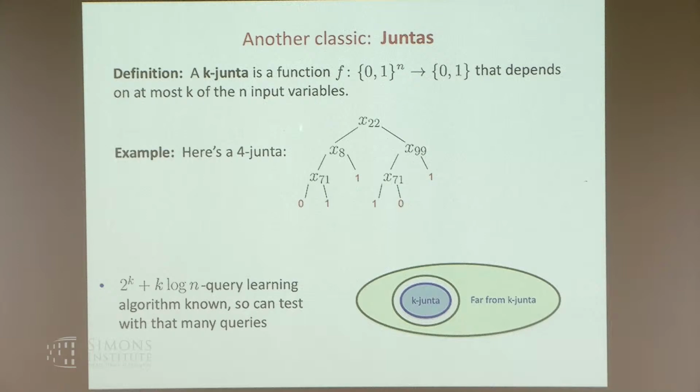Maybe we have a million different Boolean variables, x1 through x a million, but only these 4 variables, x71, x8, x22, x99 are the ones that the function depends upon, okay? So we could, again, ask this question, well, what can we get from learning? It's not too hard if you think about k-juntas for a little while to see that you can have a learning algorithm which makes a number of queries which is exponential in k. This should make sense. The truth table of a k variable function is of size 2 to the k, okay? And there's also dependence on log n. Basically, to figure out the name of a single variable, you would need log n bits of information, log n queries, okay? So we could test by running a learning algorithm if we were willing to be exponential in k and have a dependence on n.